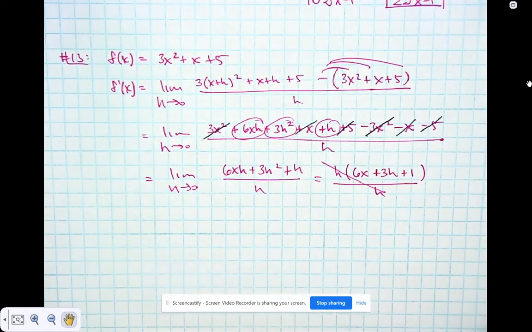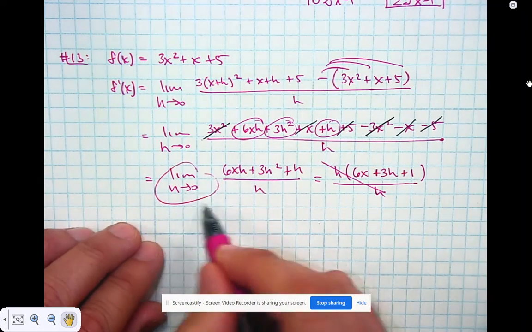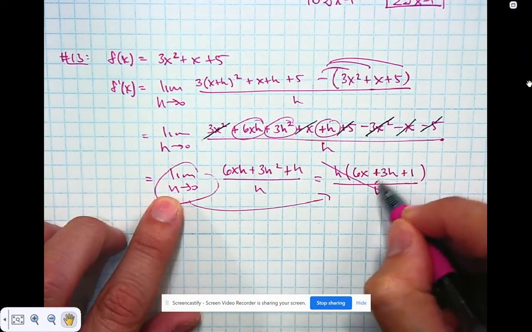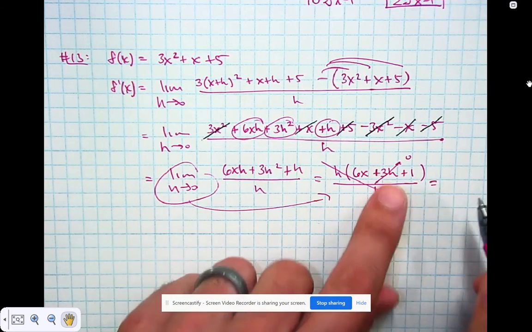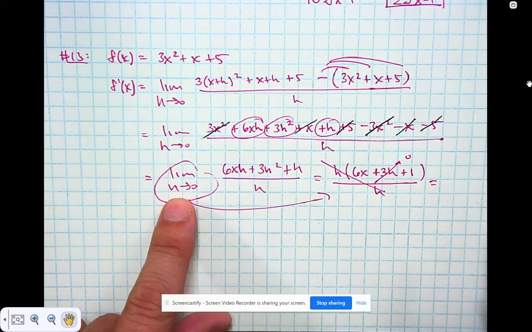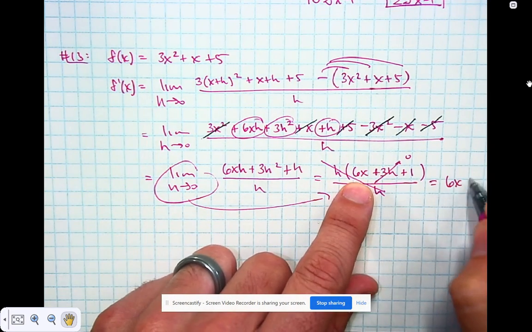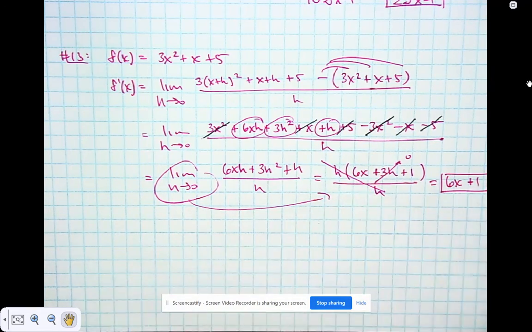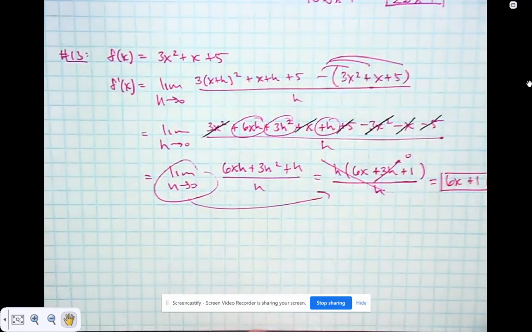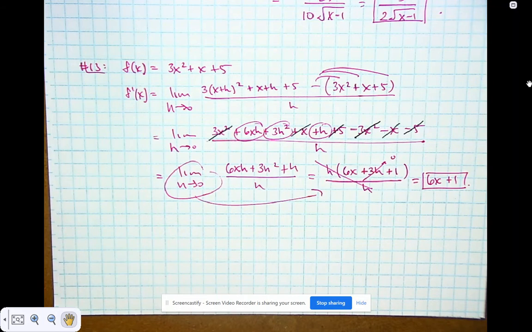Those h's cancel. And as you engage your limit, this h term will go to 0, right? Because I'm plugging in 0 for h. That's what that says, leaving me with just 6x plus 1. Game, set, match. Yeah, so there's a couple. I think that'll get you guys started.